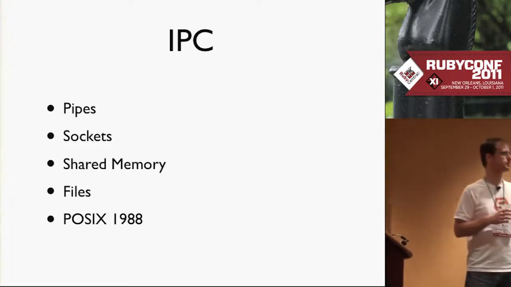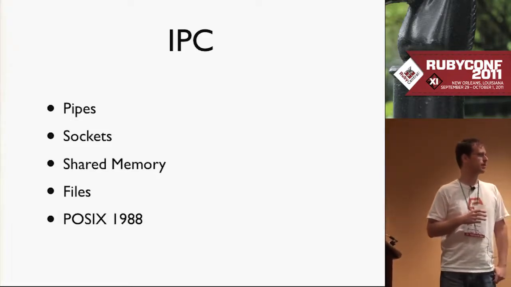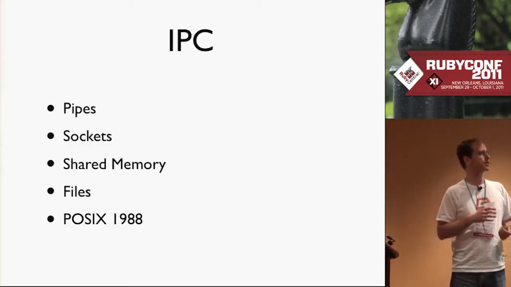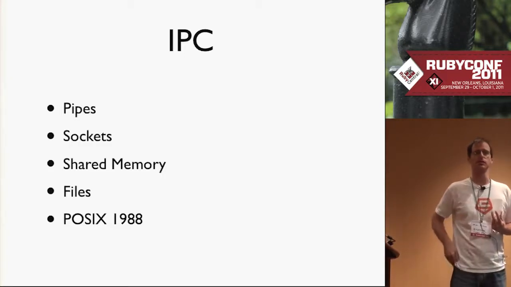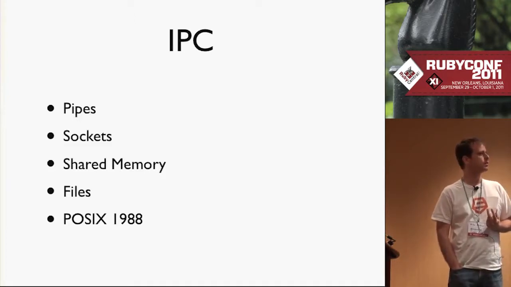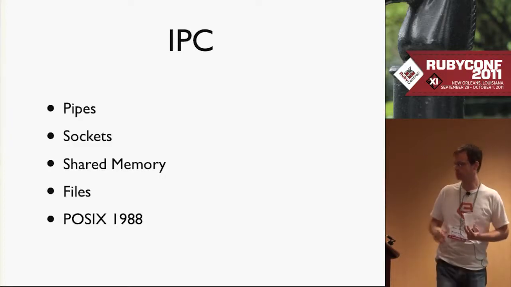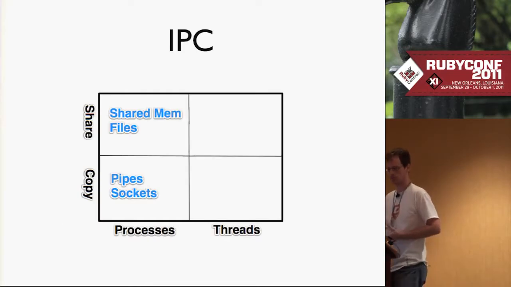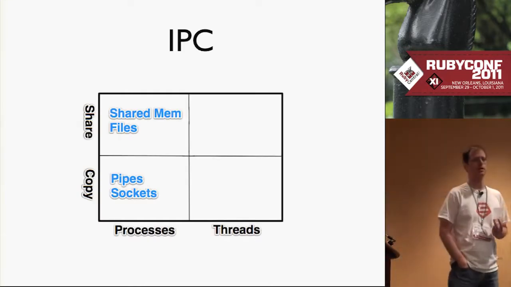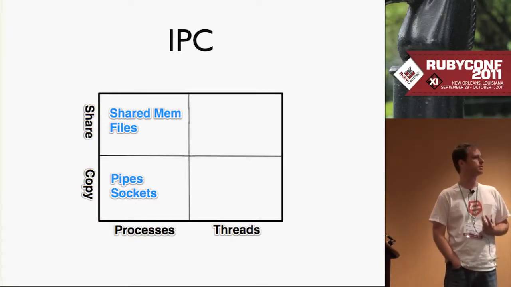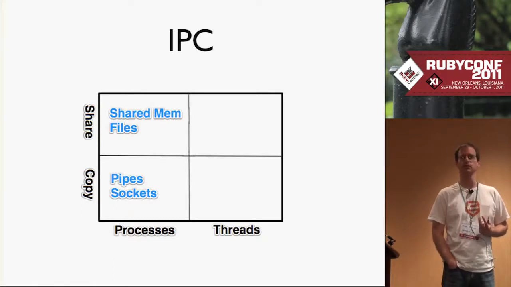Your operating system probably follows the POSIX standard. In 1998, it defined various mechanisms for doing IPC, which is inter-process communication. Four pretty well-known mechanisms are pipes and sockets, shared memory and files. In general, that breaks down into the graph like this. Pipes and sockets copy data between processes. Shared memory and files share that data between processes.